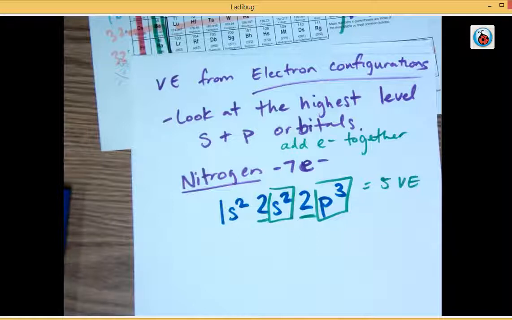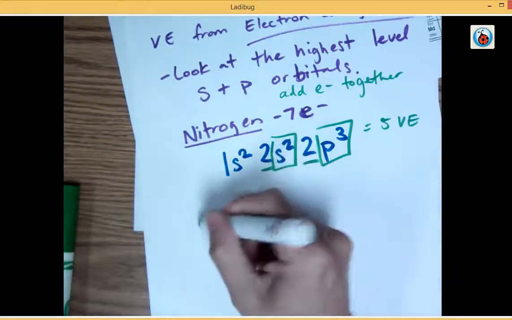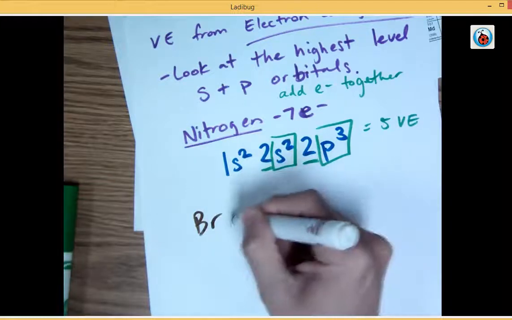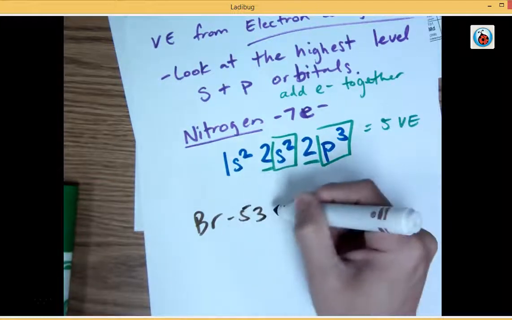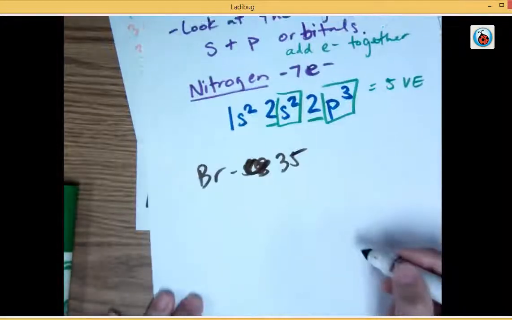And remember, what's the maximum number of valence electrons an atom will have? An atom will have at maximum 8 valence electrons. No more than 8. So let's do another one of these. Let's look at bromine, for example. Br, 35. That's good. It would have been a lot of work.